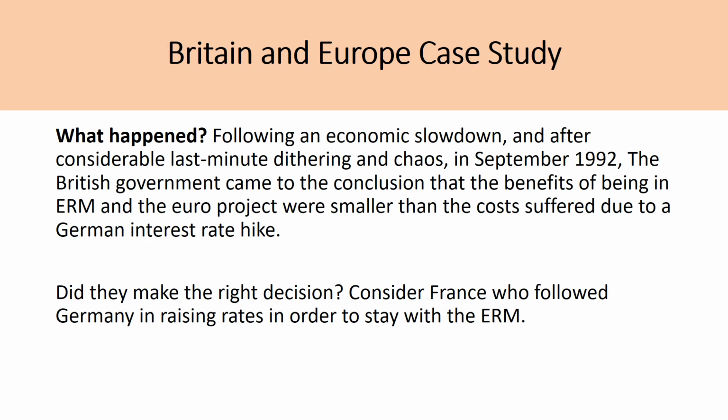And so at the end, following an economic slowdown and after considerable last-minute dithering and chaos, in September of 1992, the British government came to the conclusion that the benefits of being in the ERM and the Euro project were smaller than the costs suffered due to a German interest rate hike. So they saw that, okay, if they were to really adopt this restrictive monetary policy and contract the money supply so much to equalize those interest rates, it was just too much.